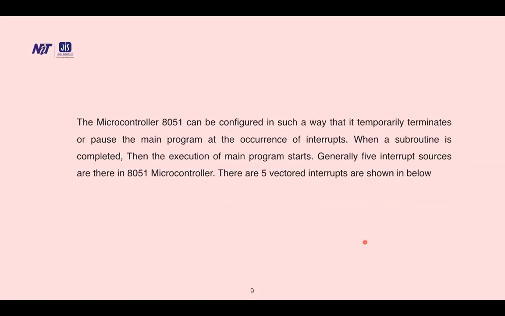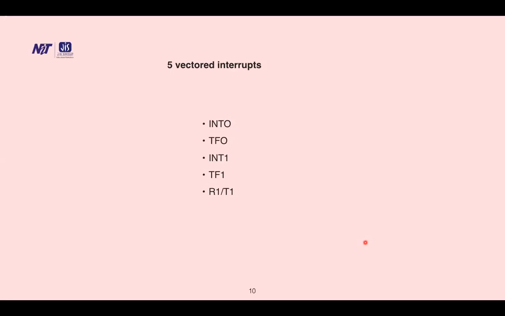The microcontroller 8051 can be configured in such a way that it temporarily pauses the main program at the occurrence of an interrupt. When the subroutine is completed, the execution of the main program resumes. Generally, 5 interrupt sources are there in the 8051 microcontroller. There are 5 vector interrupts shown below: INT0, TF0, INT1, TF1, RI/TI.